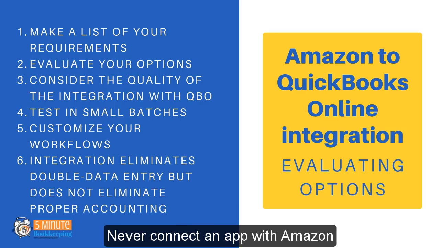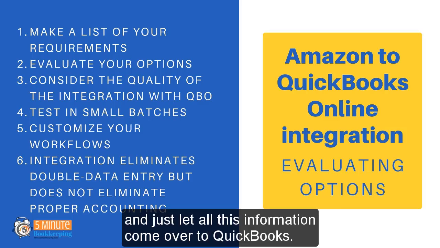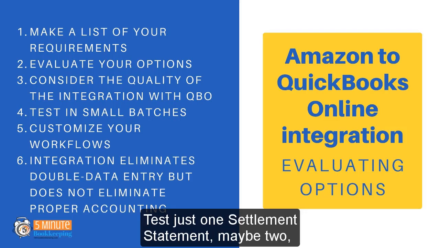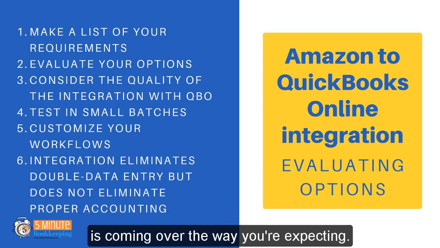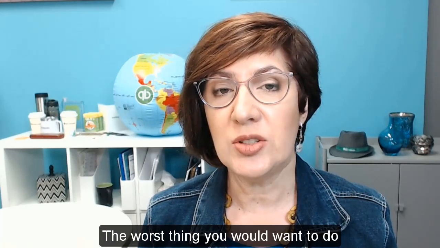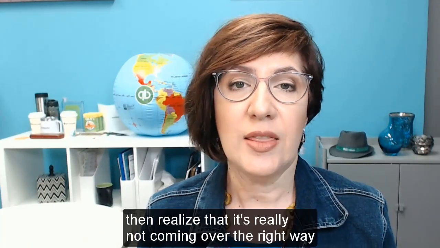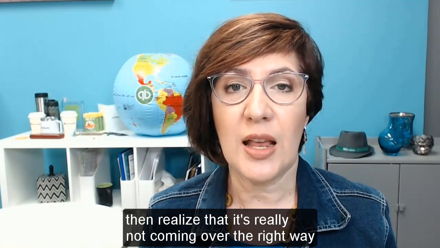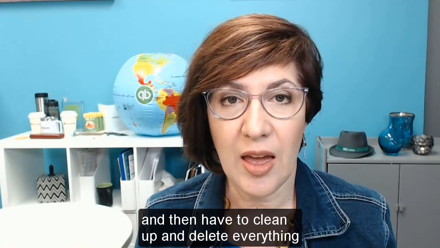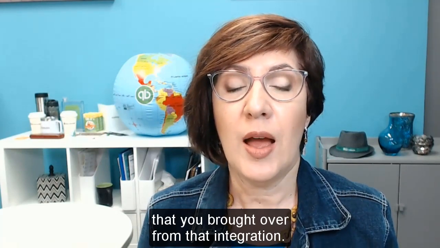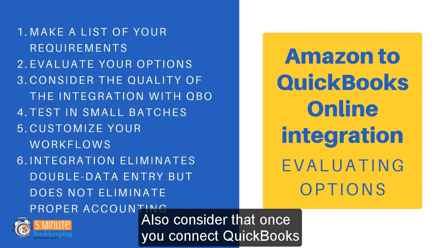Once you want to start testing some of these apps, then test in small batches. Never connect an app with Amazon and just let all this information come over to QuickBooks. Test just 1 settlement statement, maybe 2, and see if the information is coming over the way you're expecting. The worst thing you would want to do is to bring over a bunch of data, then realize that it's really not coming over the right way, and then have to clean up and delete everything that you brought over from that integration.